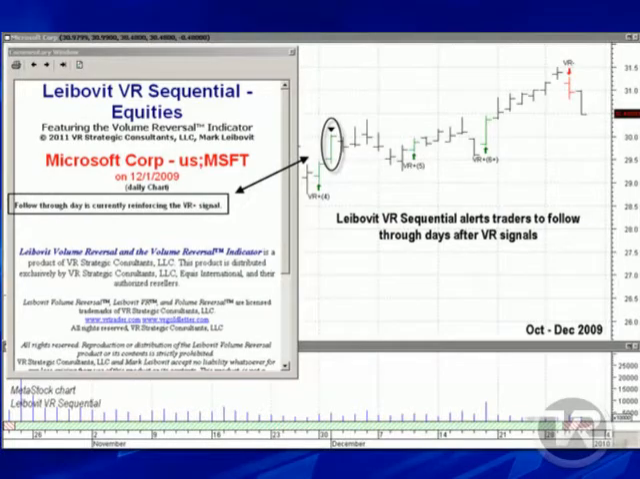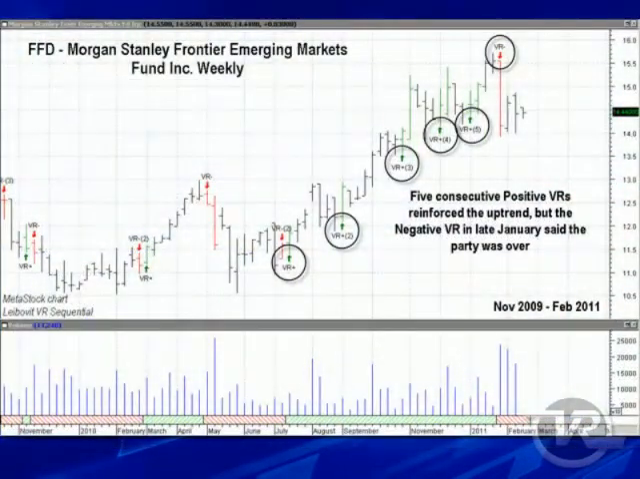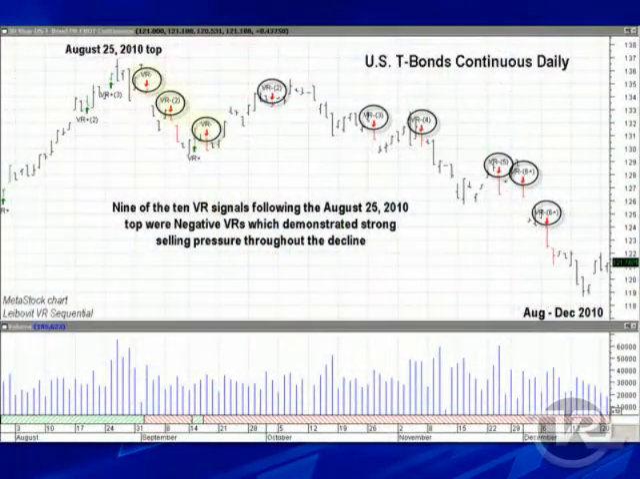The VR Sequential Expert can also be utilized as a component in a trading system and allows for additional trading indicators to be applied to the same expert chart. Speaking of charts, let's get to some. Let's first look at the U.S. T-Bonds continuous daily chart. Notice that 9 of the 10 VR signals following the August 25, 2010 top were negative VRs, which demonstrated strong selling pressure throughout the decline.